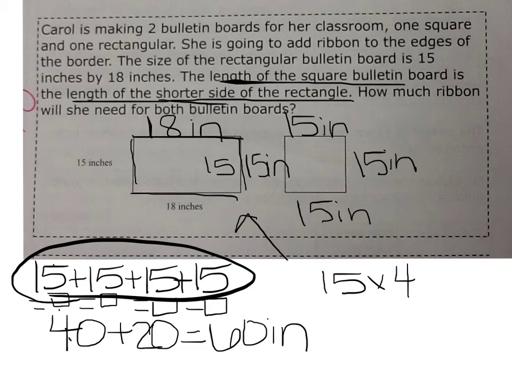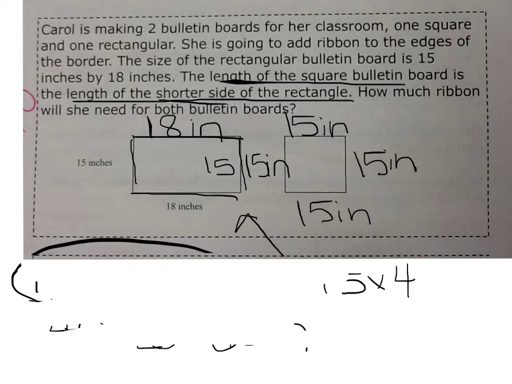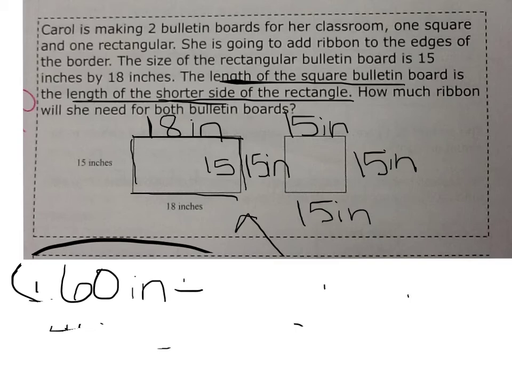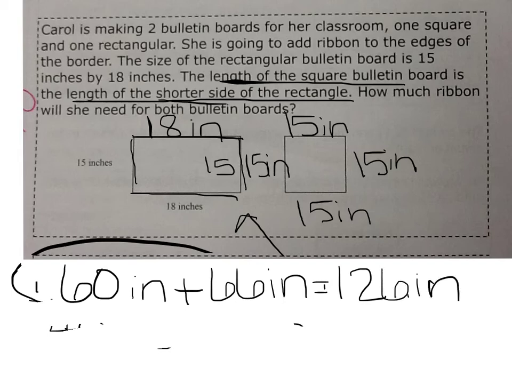Since I need to know both bulletin boards for my ribbon, I'm going to take that 60 inches for my square perimeter and add that to my 66 inches for my rectangular perimeter, and 60 plus 60 equals 120, plus I have a 0 and a 6 in my ones, which equals 126 inches.